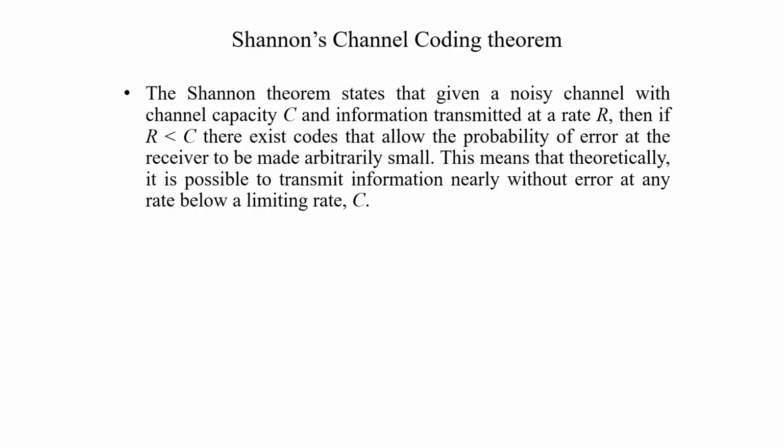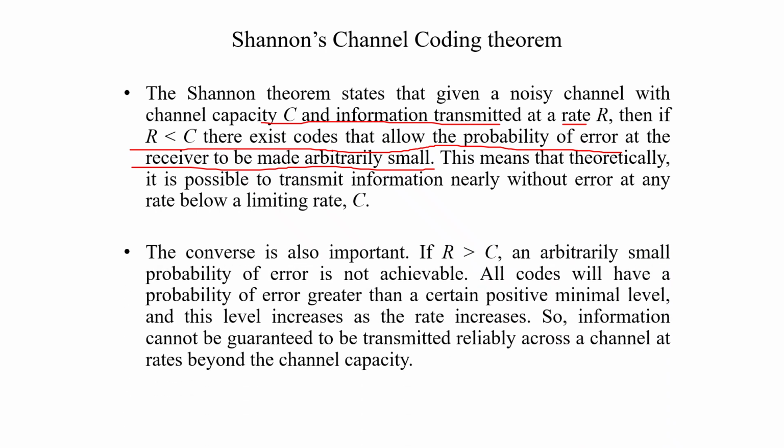Shannon-Hartley theorem states that for a given noisy channel with channel capacity C and information transmitted at a rate R, if R is less than C, there exists a code that allows the probability of error at the receiver to be made arbitrarily small. And the converse is also important. If R is greater than C, then an arbitrarily small probability of error is not achievable, right?